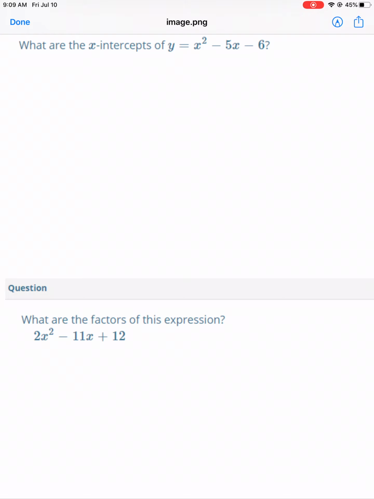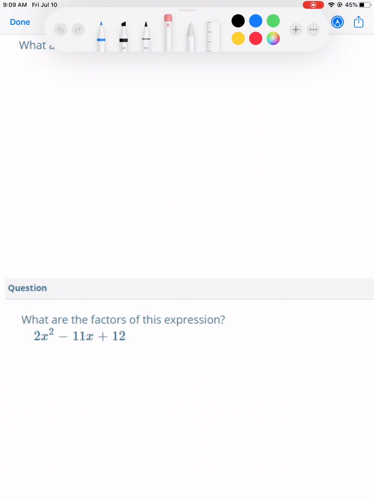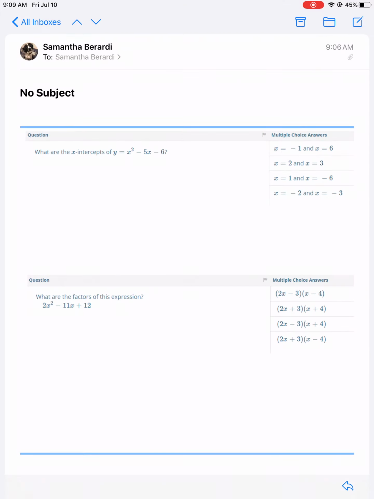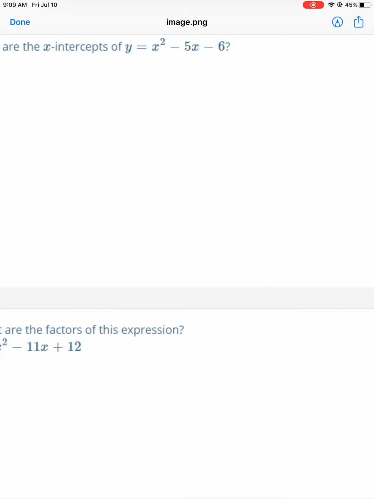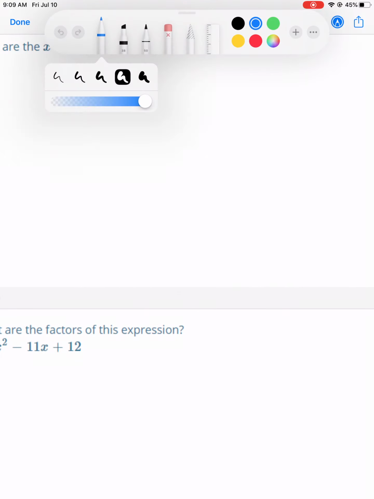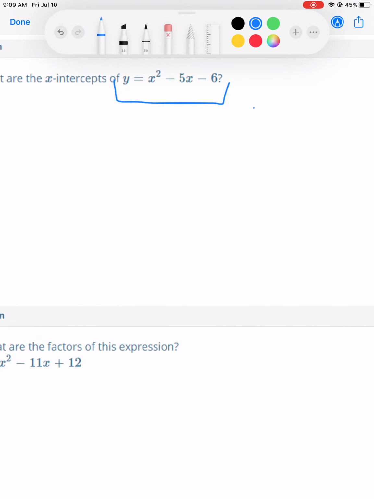Okay, so what are the x-intercepts of this? So we need to factor this guy right here. So what we need to do is we need to find two numbers. Now these are the same things that add to -5 and multiply to -6. Okay, so there are way more numbers in the world that add to -5.